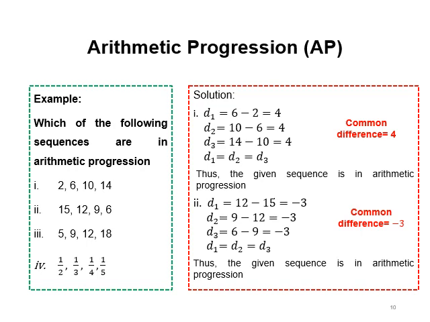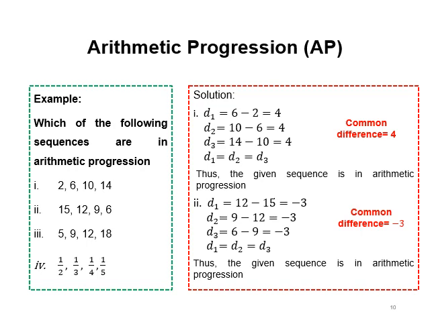Example 1. Which of the following sequences are in arithmetic progression? I, II, III, and IV. Okay, let's take them one by one. Now, the first progression is 2, 6, 10, 14. So I will find the difference between each two numbers. 6 minus 2, 4. 10 minus 6, 4. 14 minus 10, 4. Oh, so the common difference, D, is the same, which is 4. So I can conclude here that this is arithmetic progression.